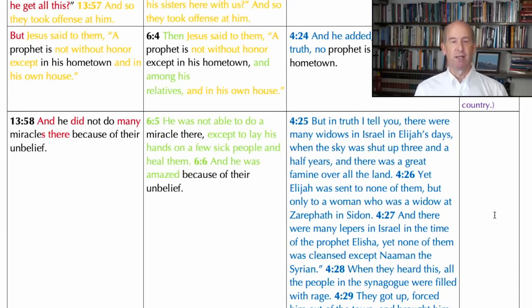Matthew 13:58, "And he did not do many miracles there because of their unbelief." We're talking about the same event in Jesus' ministry, but Mark says something more startling, and Matthew says something that's closer in line to what we'd expect of Jesus. Not that he can't do miracles, but that he just doesn't do them because of their unbelief.